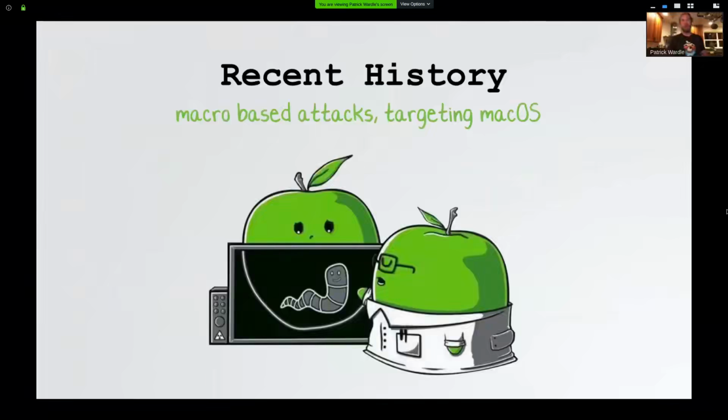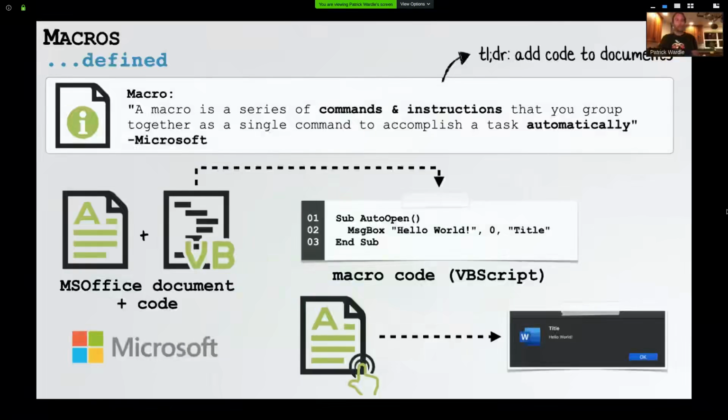All right, so let's dive in, and we're going to start by looking at some recent macro-based attacks that were targeting macOS users. So first, let's define what a macro is. Some of you may already know, but it's important that we're all on the same page before we move on. So as we can see on the slide, I've added the official definition from Microsoft. But in short, you can think of a macro as embedded executable code in Microsoft Office documents. And this code is normally VBA.